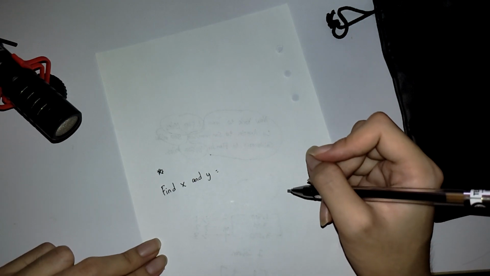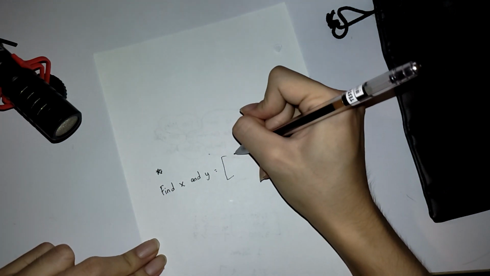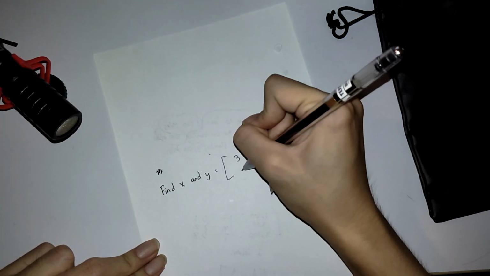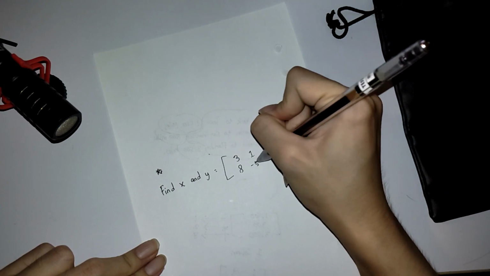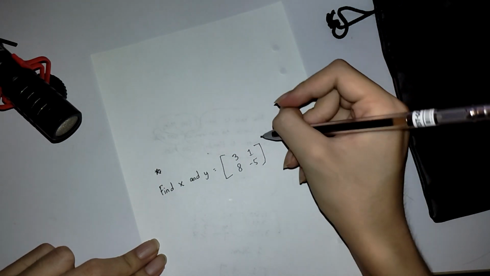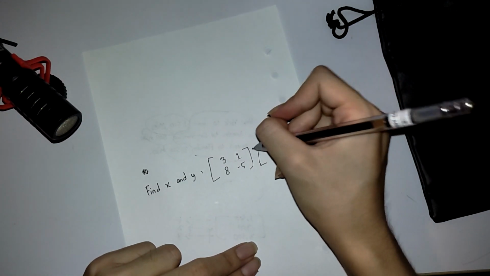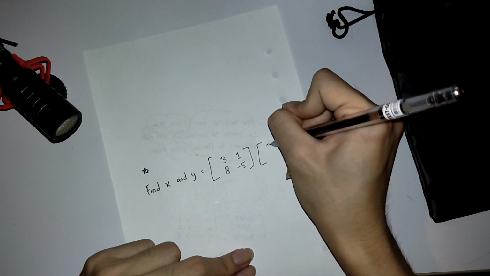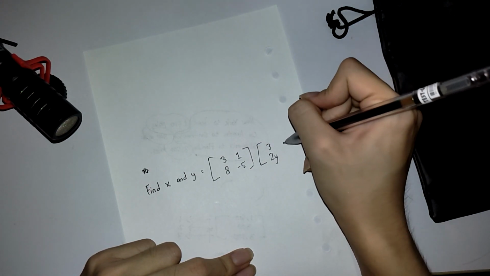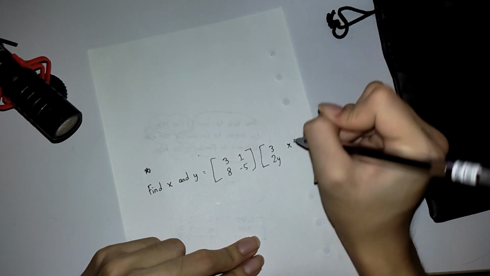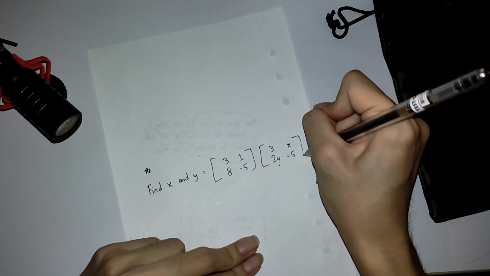We'll do two matrices like this. Maybe 3, 8, 1, minus 5. That's one matrix. The second matrix will be 3, 2y, x, and minus 5 as well.